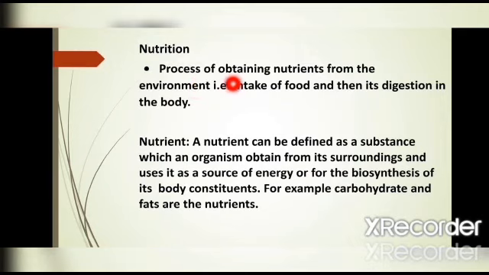Nutrition: the process of obtaining nutrients from the environment, that is intake of food and then its digestion in the body, is called nutrition. Nutrient: a nutrient can be defined as a substance which an organism obtains from its surroundings and uses as a source of energy or for the biosynthesis of its body constituents. For example, carbohydrates and fats are nutrients. We can say that nutrients may be organic and inorganic substances which an organism obtains from its surroundings.